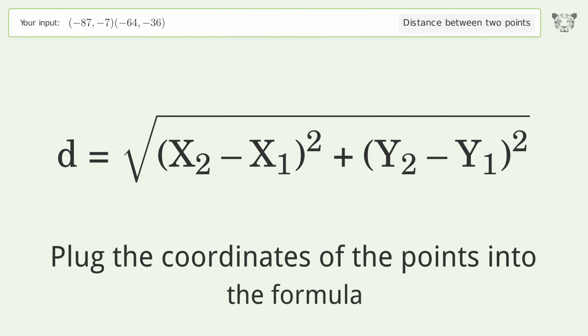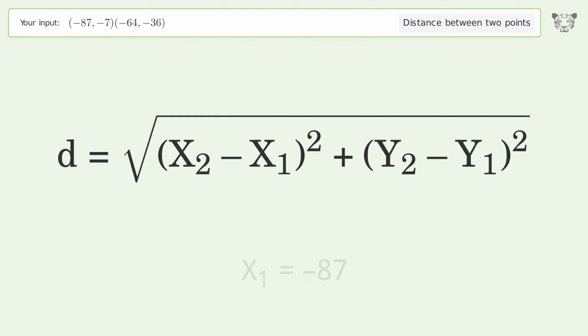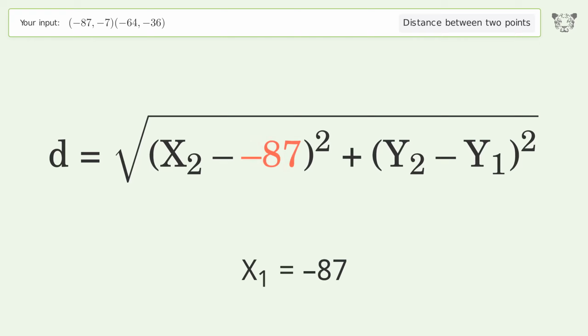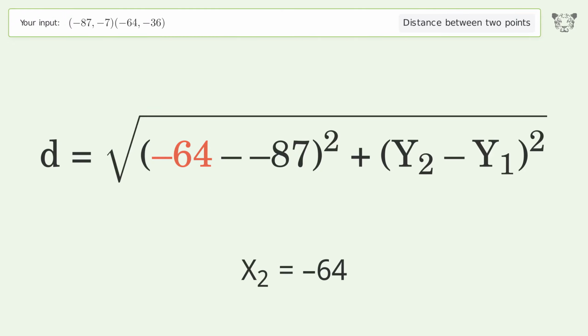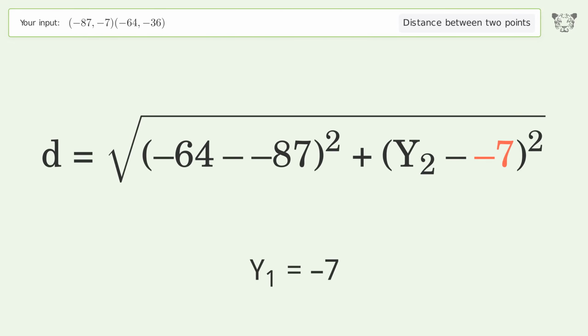Plug the coordinates of the points into the formula. x1 equals -87. x2 equals -64. y1 equals -7. y2 equals -36.